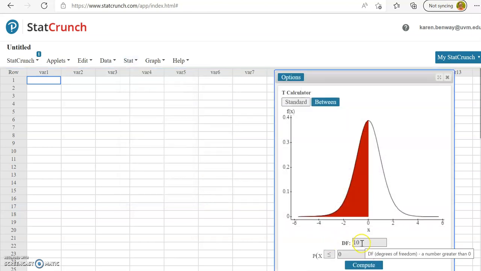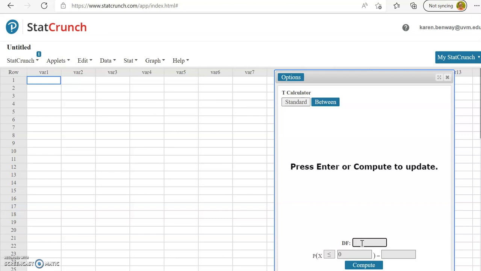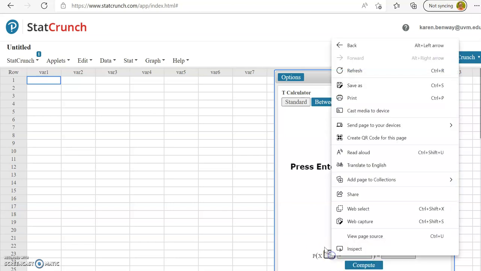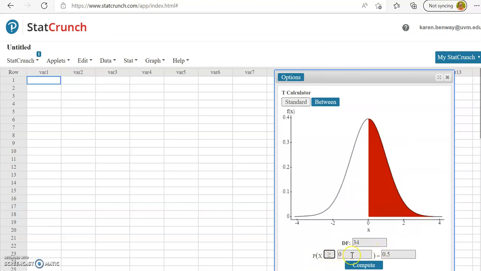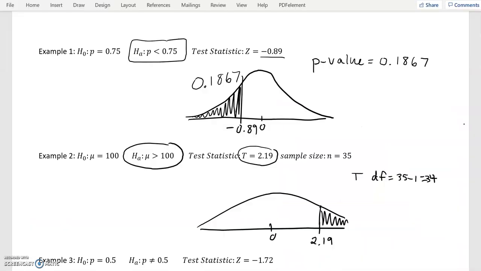So I'm going to work with my stat calculator for the t. I have to change my degrees of freedom to 34 because my sample size was 35. I'm looking for the area in the right tail, so I'm going to change this to a greater than. And I'm starting at my test statistic. What was my test statistic? 2.19.